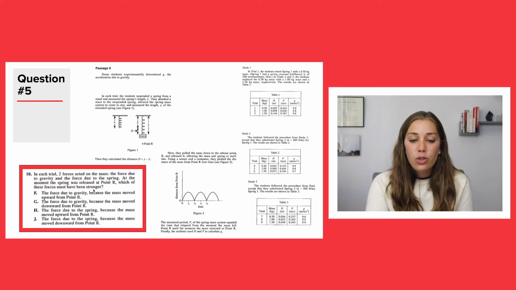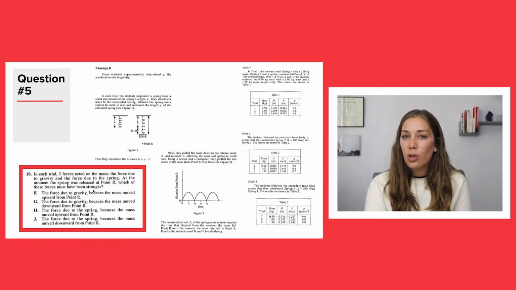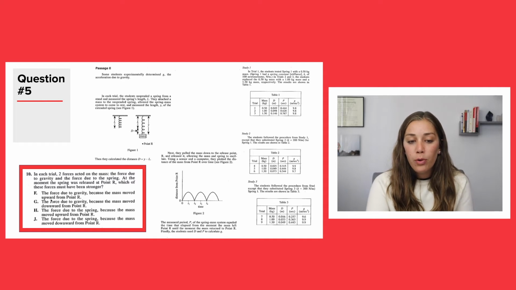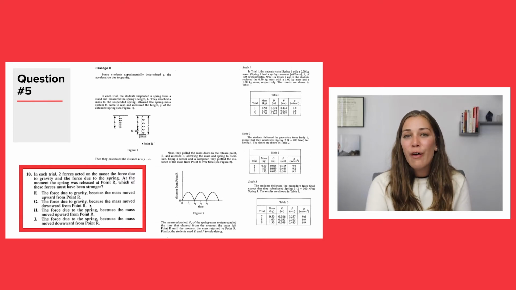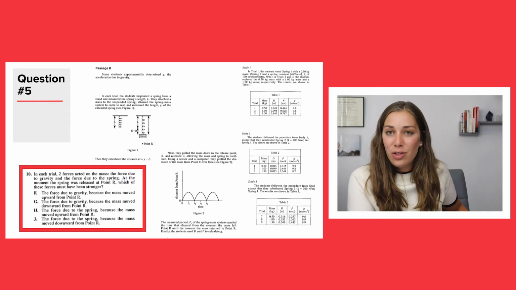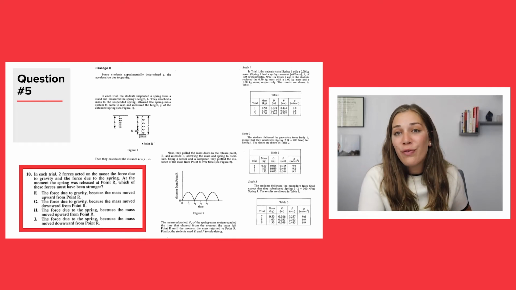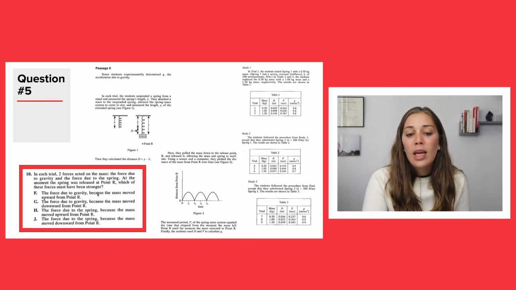If you look at the answer choices, it's kind of similar to a yes-no question in the sense that we have 2 facts: because the mass moved upward from point R, or because the mass moved downward from point R. And with the yes/no questions, our first step is to go right to the answer choices and decide which fact is true. Either the mass moved upward from point R or downward. They can't both be true.